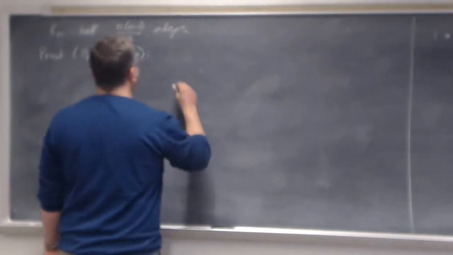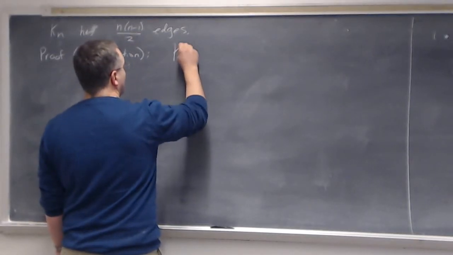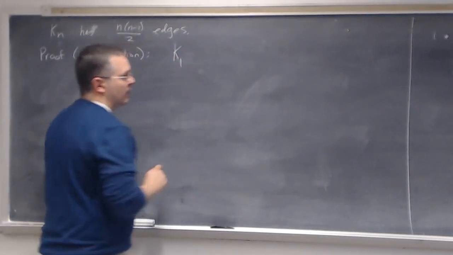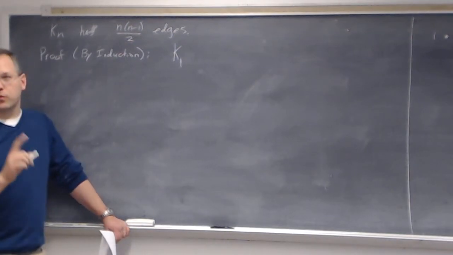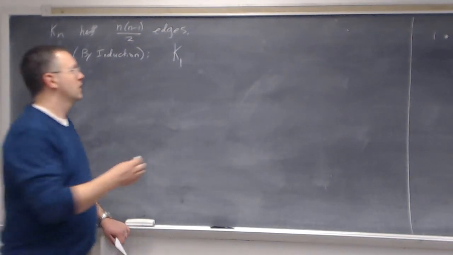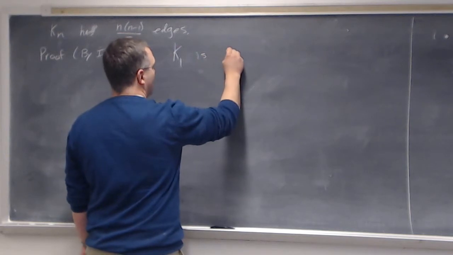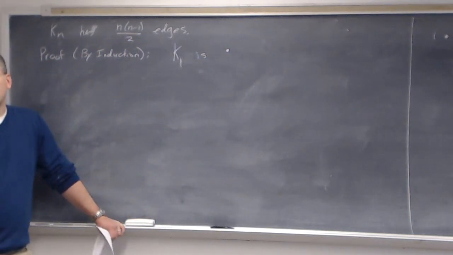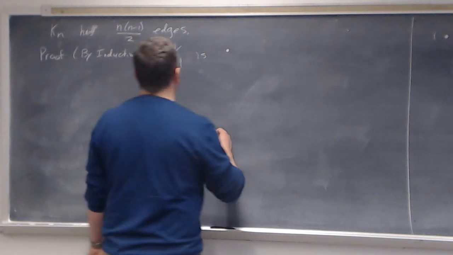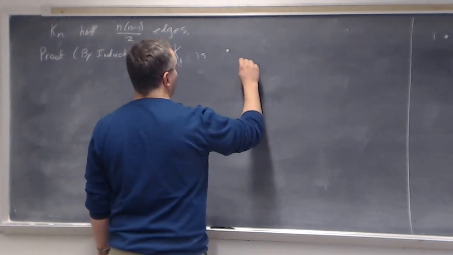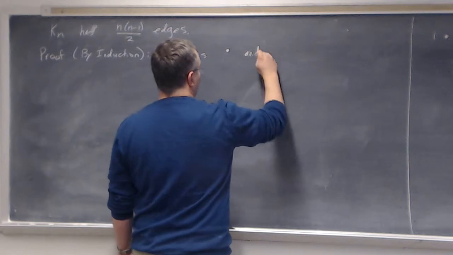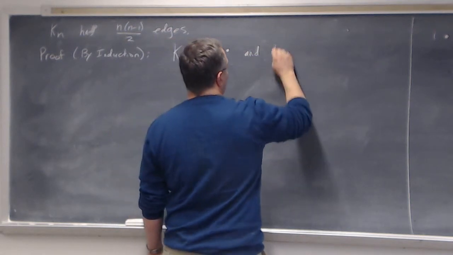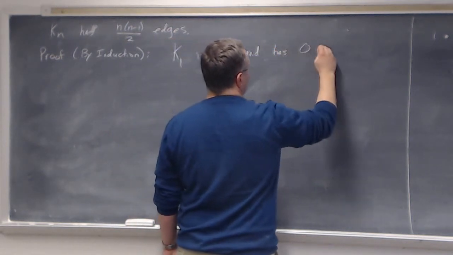Okay? So, what does K1 look like? It's the complete graph with one vertex. There's the graph, K1. Just one vertex, no edges. Okay? You have to have at least two vertices to have an edge. Okay? So K1 looks like this, and has 0 edges.